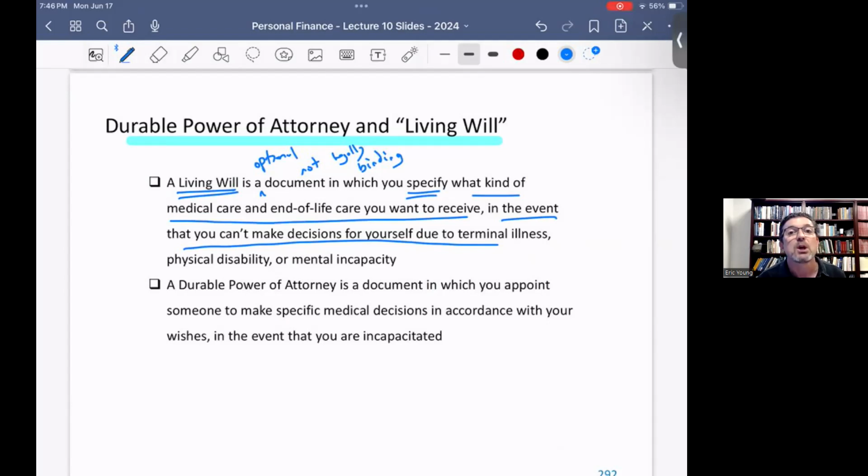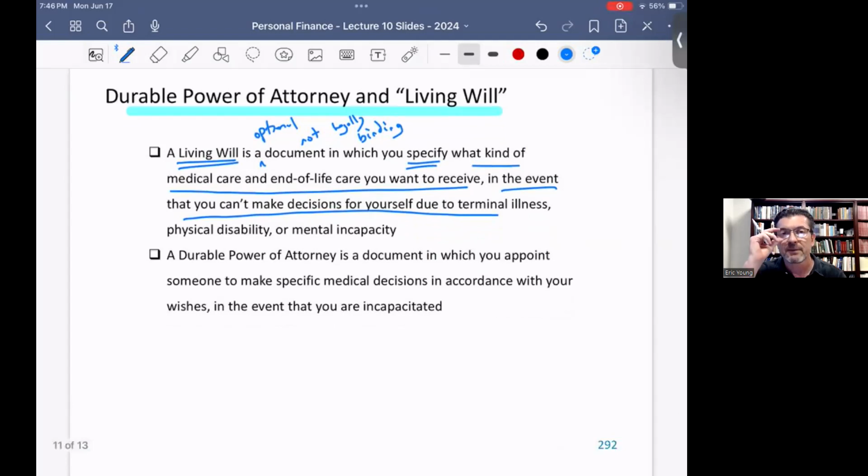Do you want to be kept on life support? Will you not? All of these difficult decisions can be codified in a living will. The problem is, a living will is not necessarily legally binding. And therefore, we have a document called a durable power of attorney.